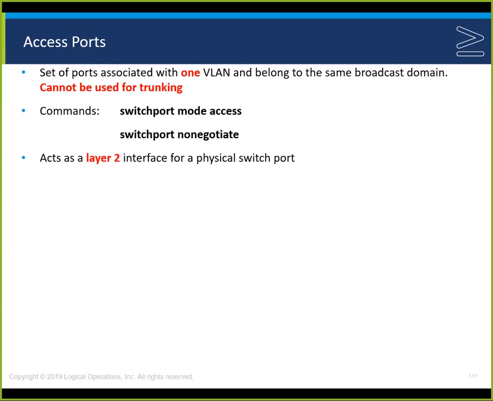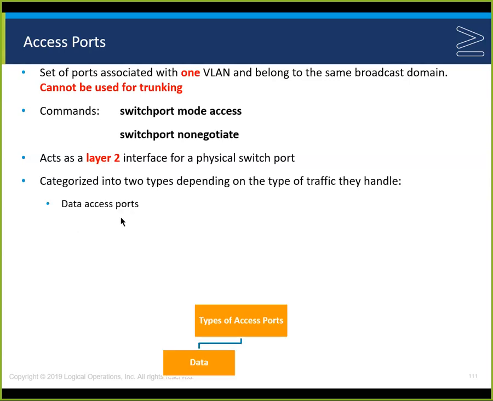Access is a layer 2 interface for the physical switch port. Two types: we're going to have the data ports and the voice VLANs, the voice ports. I said that they can only connect to one VLAN, and we're going to get to voice VLANs here in a minute, and then I'm going to say, okay, I lied. You can only connect to one data VLAN. You can connect a port to a data VLAN and a voice VLAN to separate those two. So if we have a voice VLAN configured, we can have it connected to both of them.